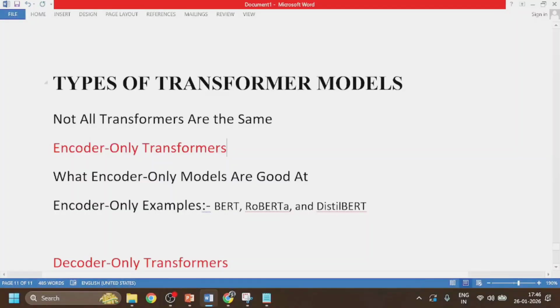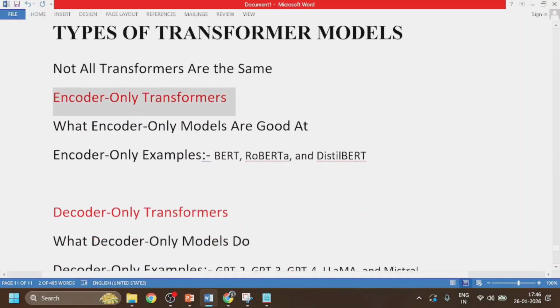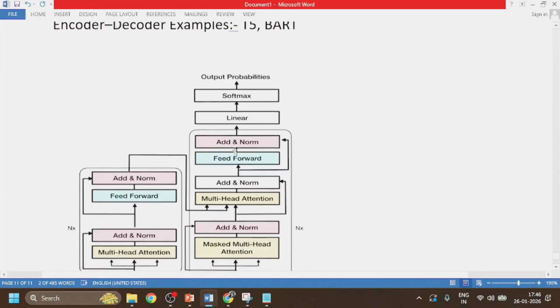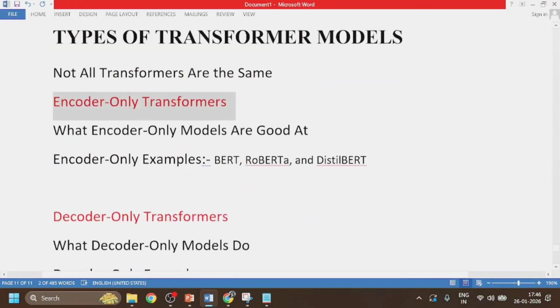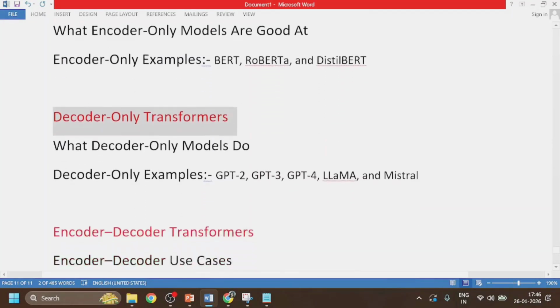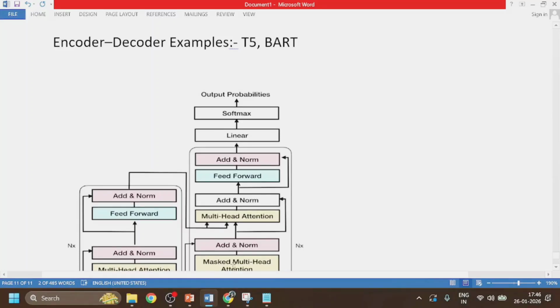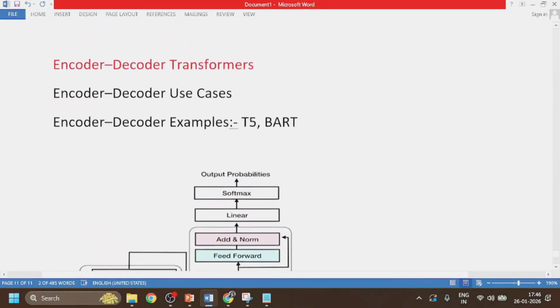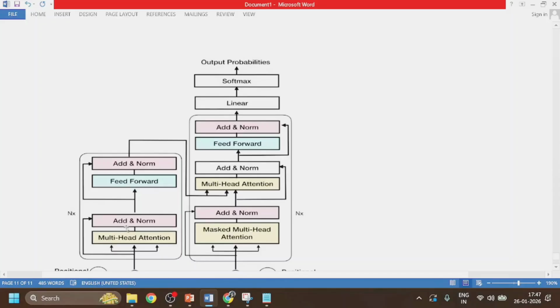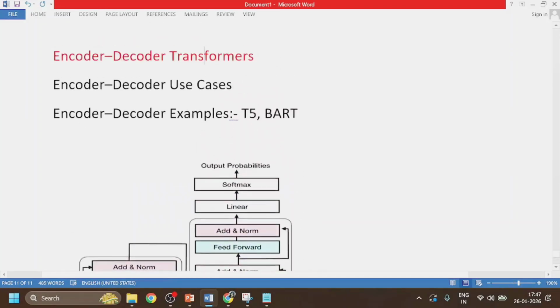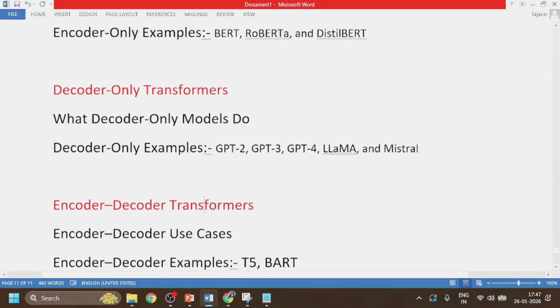So here you can see types of transformer models. Okay, not all transformers are the same. First type, encoder only transformer. What is the encoder only transformer? I will explain later. Okay, so this part is for only encoder, this one. And second type, decoder only transformer. This part is for decoder only transformer, this one. And third type is encoder decoder transformer, which means it includes both encoder and decoder. Okay, so here we are going to understand these in this video.